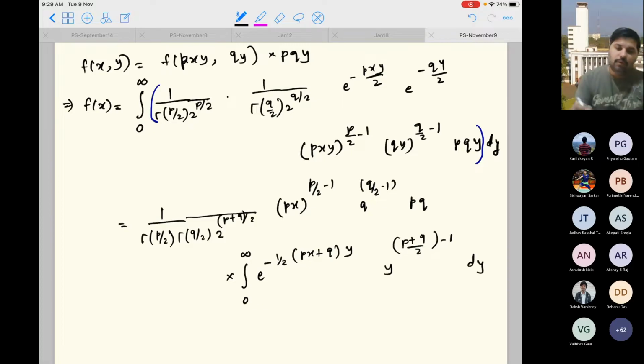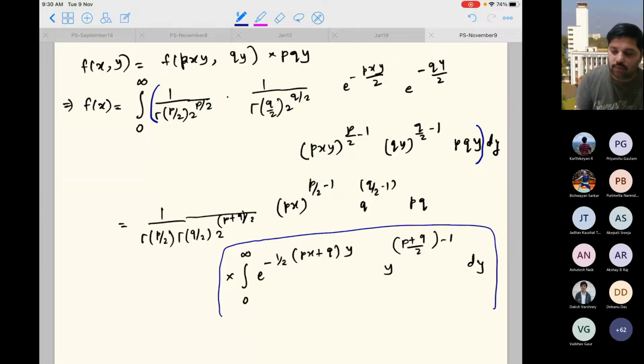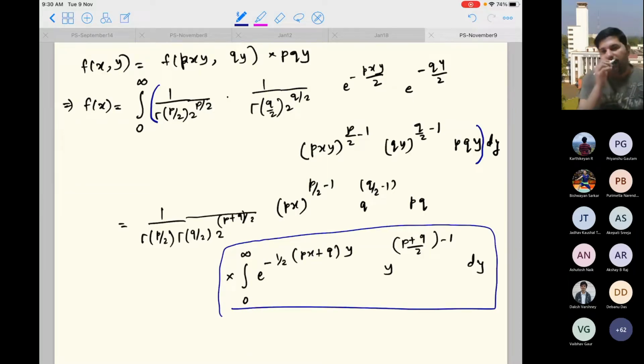Is that okay? And again, you observe that this is actually nothing but the gamma density. What does this gamma density evaluate to? It evaluates to gamma of (p plus q) by 2, and this particular factor raised to the power (p plus q) by 2, right? That's what this gamma density evaluates to.